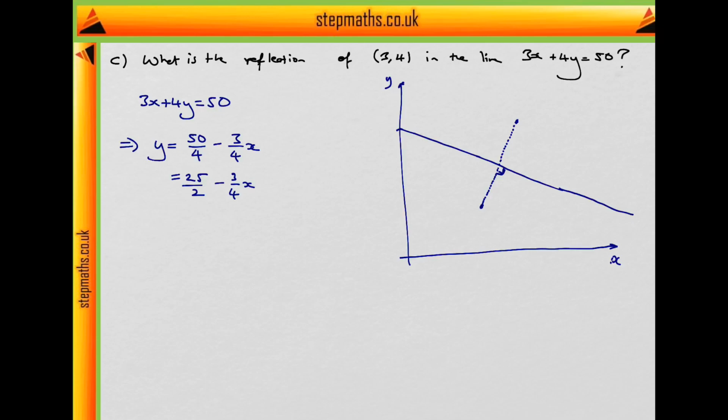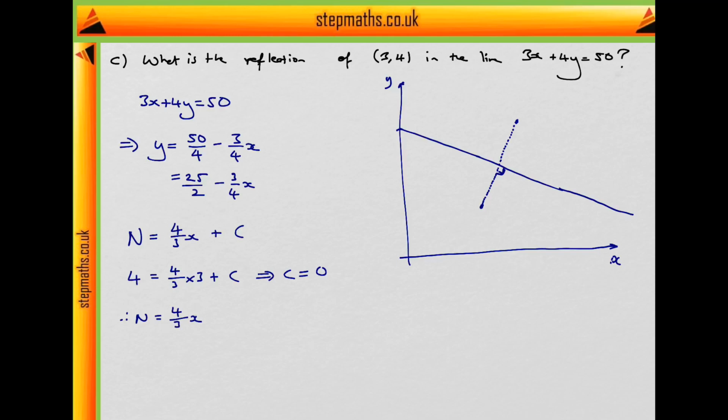So the normal to y1, we'll call that n. Well, we know it has the negative reciprocal gradient, so that's going to be 4/3 x plus some constant c. We know it's going to pass through the point (3, 4). So we know that 4 is equal to 4/3 times 3 plus c, which implies c is 0. So therefore our normal has equation y = 4/3 x.